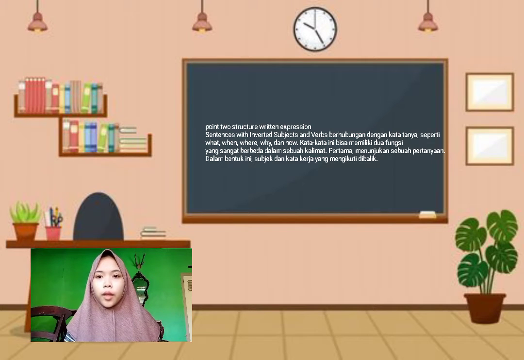Point 2. Structure written expression, sentence with inverted subject and verb. Berhubungan dengan kata tanya seperti what, when, where, why, and how. Kata-kata ini bisa memiliki dua fungsi yang sangat berbeda dalam sebuah kalimat. Pertama, menunjukkan sebuah pernyataan, kedua, menunjukkan sebuah pertanyaan. Dalam bentuk ini, subjek dan kata kerja yang mengikuti dibalik.